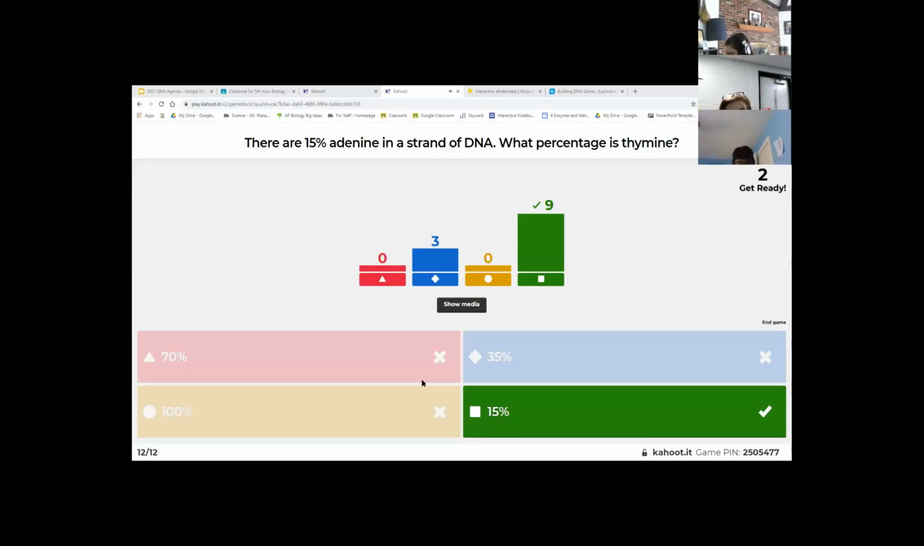Just did that example. A equals T. If A is 15%, so is T.